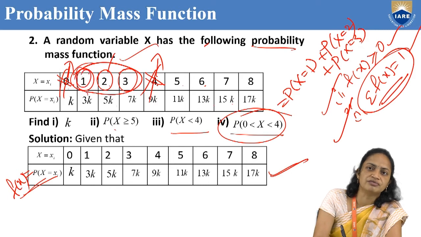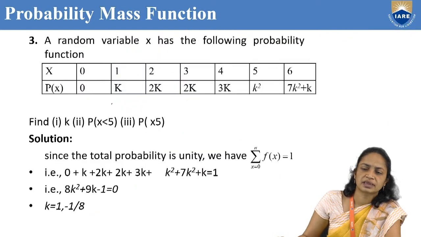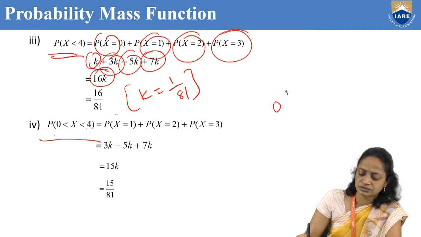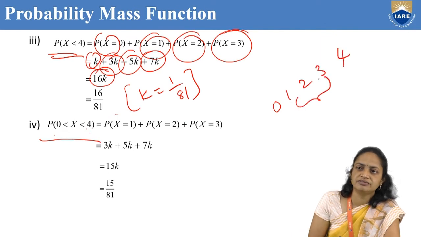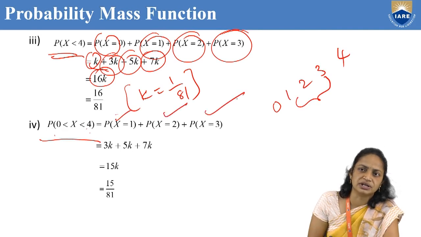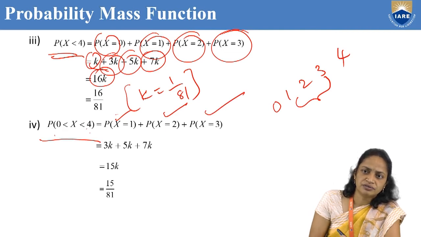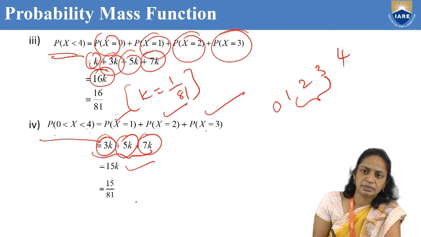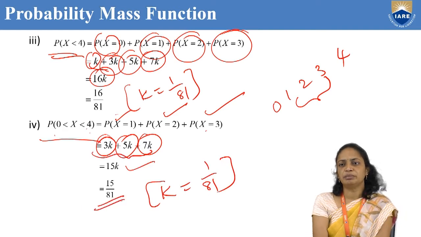So p of x equal to 1 is 3k, p of x equal to 2 is 5k, p of x equal to 3 is 7k. In between we have only three values. Summing all these values, we get 15k. But we know that k equals 1 by 81, so the answer is 15 by 81.